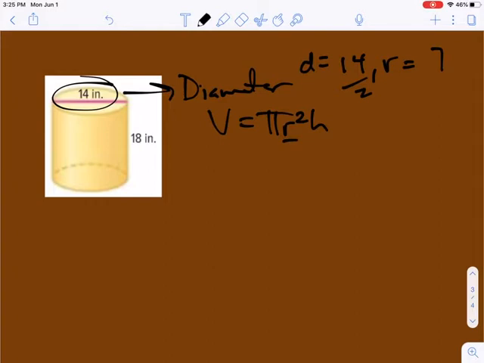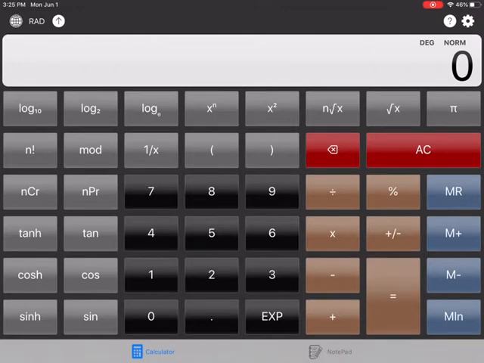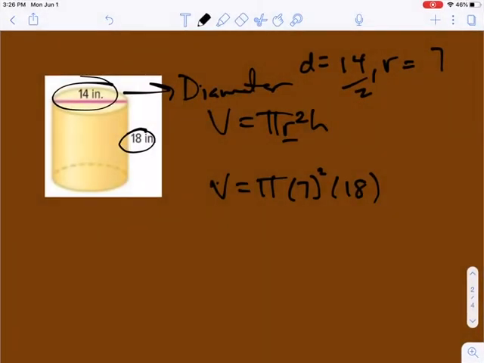Then you just plug everything in. So we're going to go volume. We're going to leave pi how it is because we're going to use the calculator. Then you have 7 squared, and your height is 18. So when we do these, we're going to go 18 times 7 squared, 49. So 18 times 49 is 882. And then times pi, which is 2770.9.